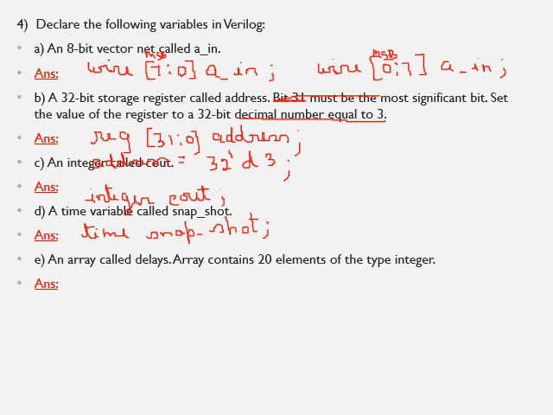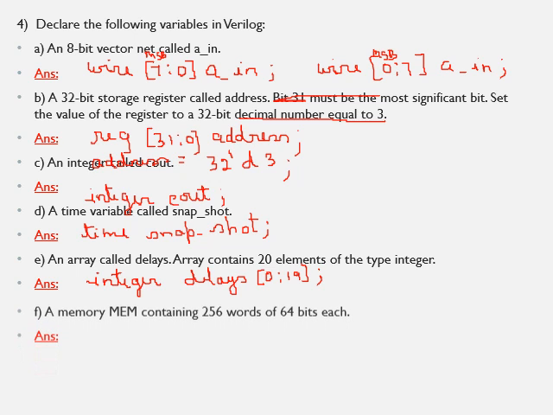Next, an array called delays. The array contains 20 elements of the type integer. So you need to declare an array of type integer. The array name is delays. Now it should contain 20 elements, so 0 up to 19.